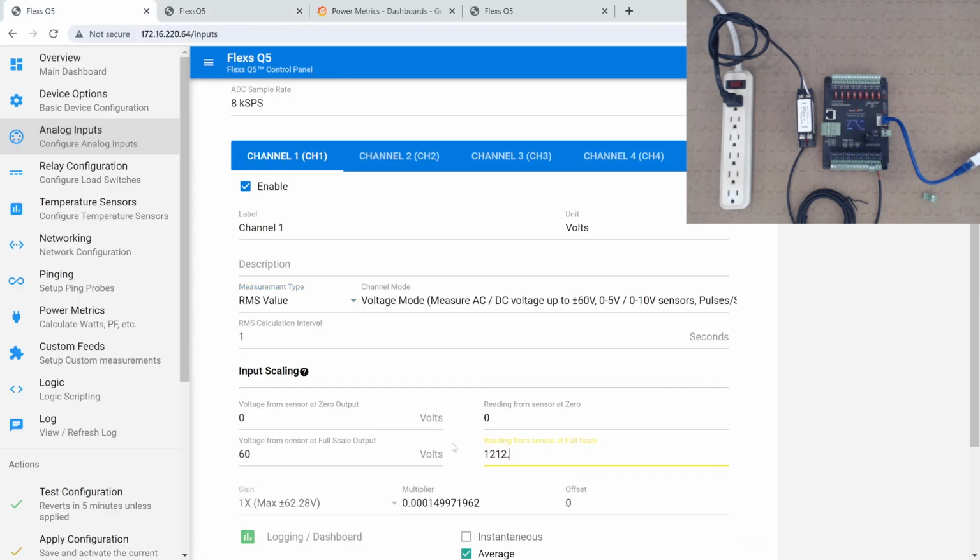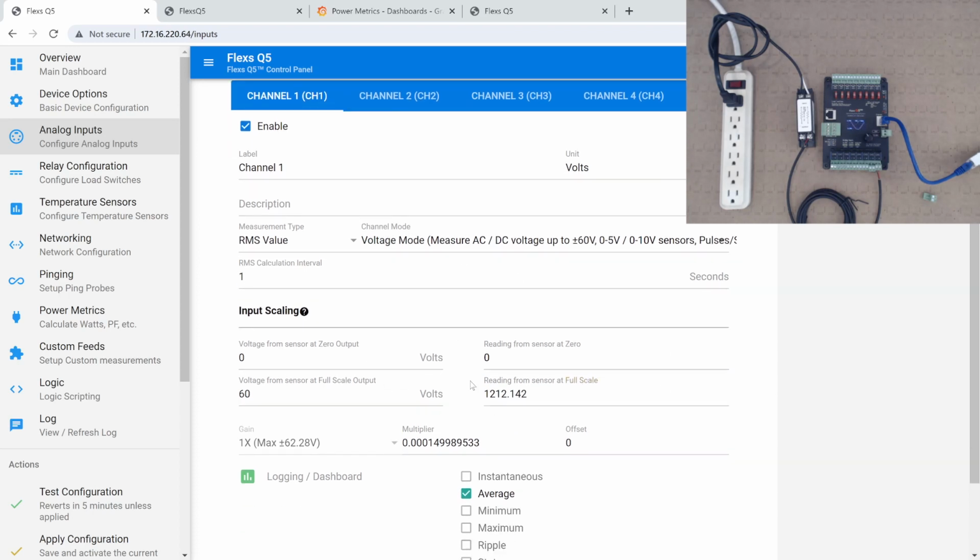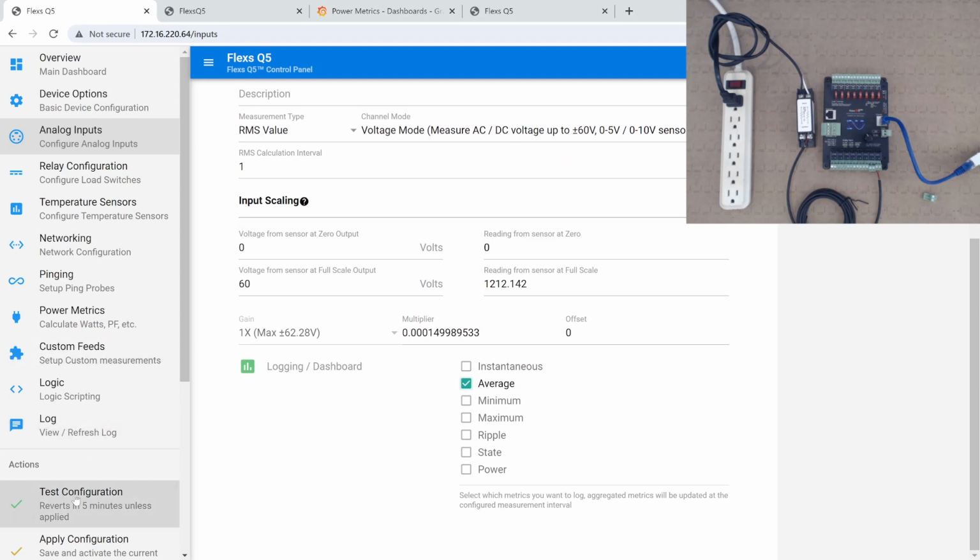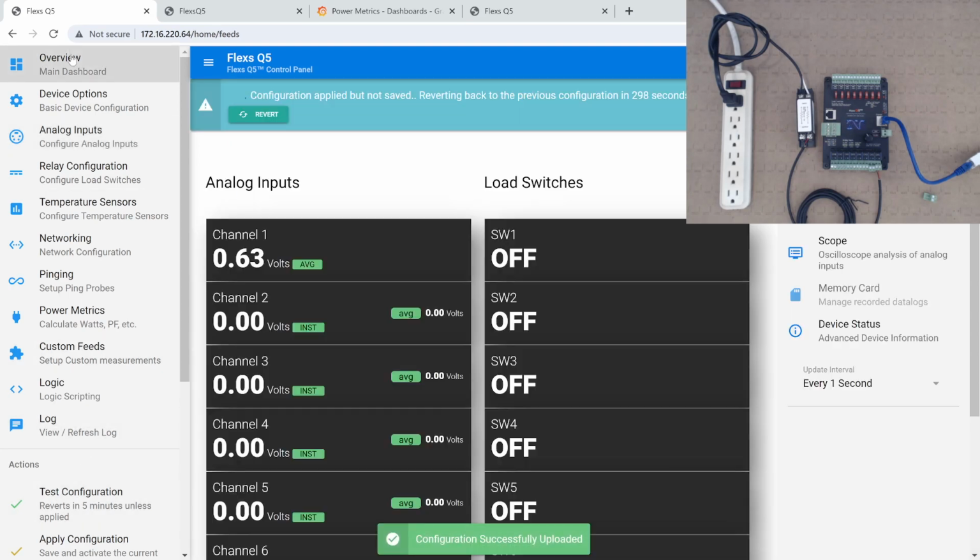0.142. Since our module's reducing the voltage, we need to adjust the scaling, and that's what this does here. So let's go ahead and test that. We can see we now are reading the correct voltage here, and that's a good start.